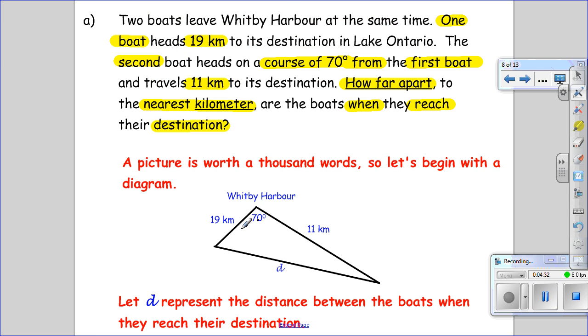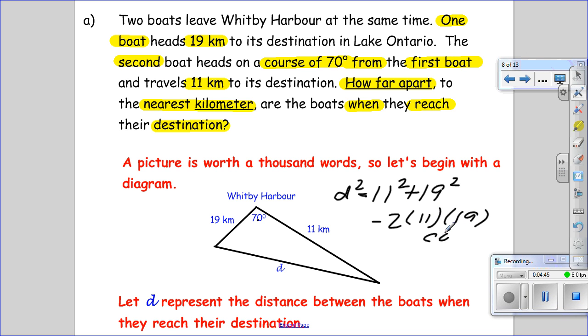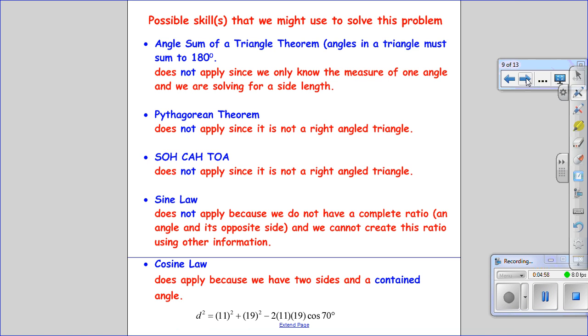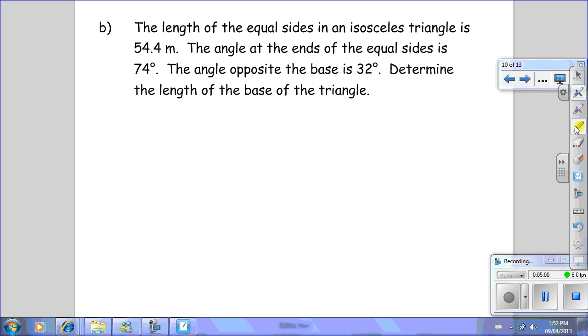So if I go back here, I'm going to just look at my equation. D is the side that's all alone. 11 squared plus 19 squared minus 2 times 11 times 19 times the cos of 70 degrees. And if you want, number crunch in your calculators and solve it, great. Good practice. Otherwise, you can move on. But if you're going to solve it, don't forget you need to square root D at the end in order to find the distance. Next problem.